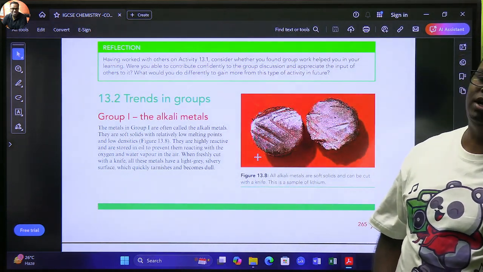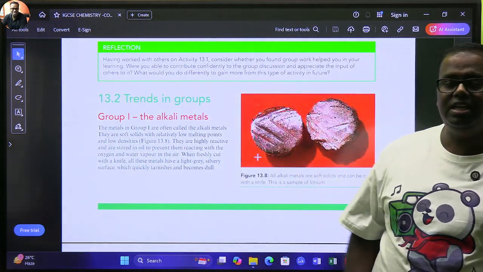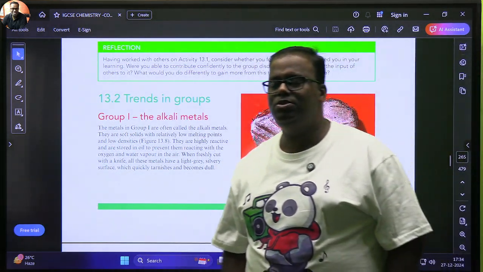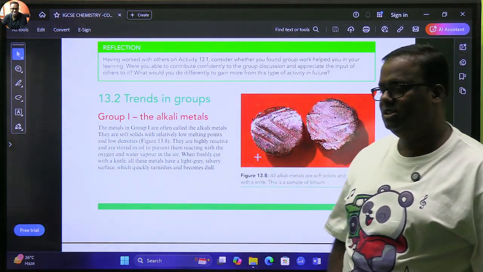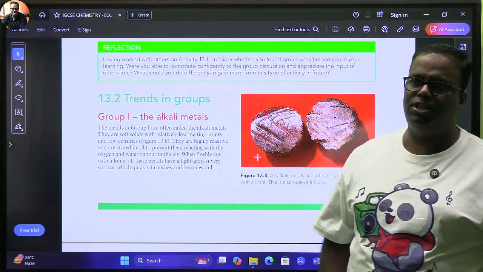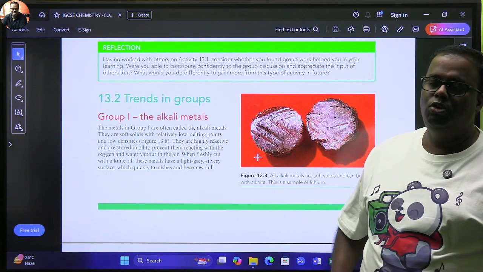Okay, group 1, what should be there in group 1? Write it like this: lithium, sodium, potassium, rubidium, cesium, francium. Group 1 is for our study.